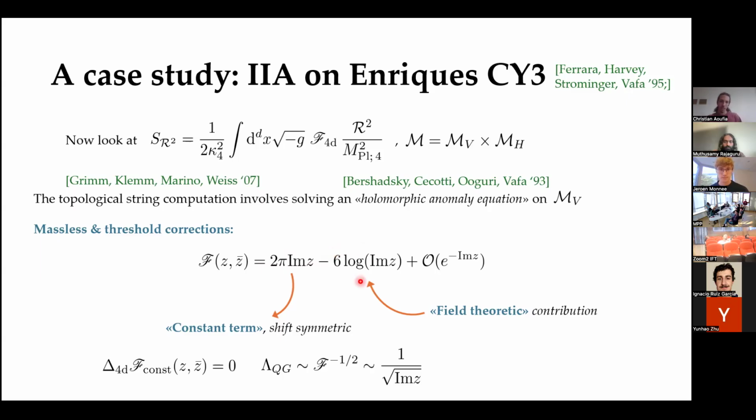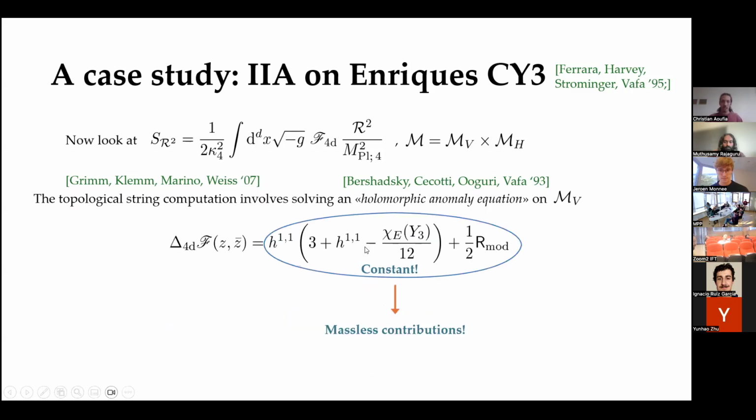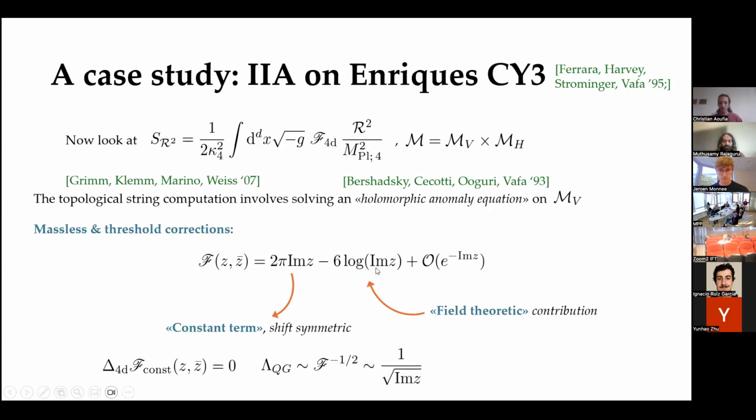Interestingly, notice that this log here is the contribution that solves the particular equation, so the one with the constant on the right-hand side, while the other terms satisfy the homogeneous equation. So in the case of marginal couplings, the statement about these coefficients restricts to the threshold correction. That is, we must neglect the massless contribution, the field theoretic contribution.